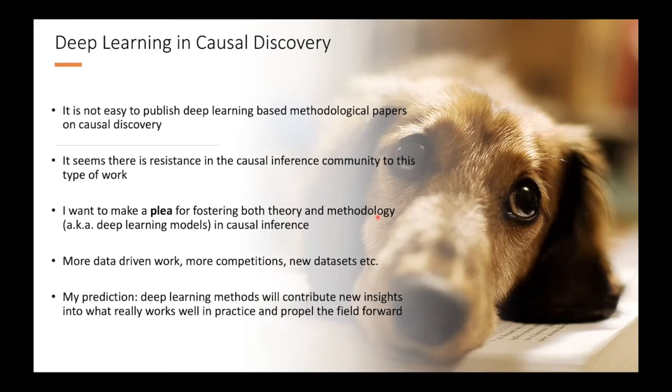I want to make a plea for fostering both theory and methodology, for instance, in deep learning models in causal inference. In other words, more data-driven work, more competitions, new data sets, etc. Clearly, these things have propelled the field of computer vision in the past and also natural language processing. I think theory is important, but it should live next to more empirical and methodological approaches. And I think if we embrace it, then it will actually accelerate the field forward. And so, if need be, I agree we should create our own community and our own conferences in this field.